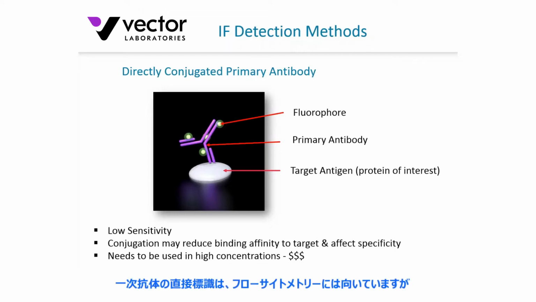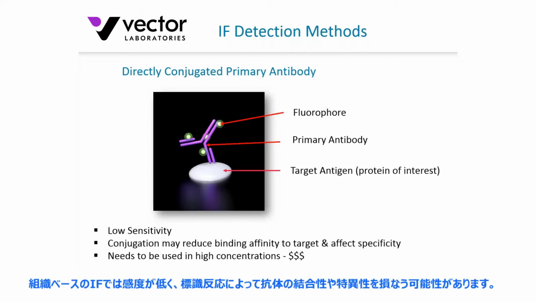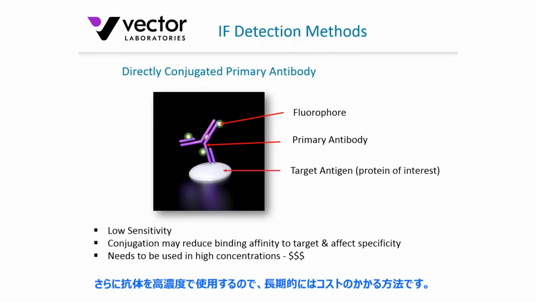A directly conjugated primary antibody, I'd say that is fantastic if you're doing flow cytometry, but not so much for tissue-based immunofluorescence. It's low sensitivity. Certainly the conjugation may compromise binding affinity and specificity, and it also has to be used in high concentrations, which certainly would be very expensive in the long run. Another point would be if you were hoping to look at different primary antibodies, different target antigens, or indeed a different colored fluorophore, you're tied into that conjugated primary antibody. So there are certainly better options.